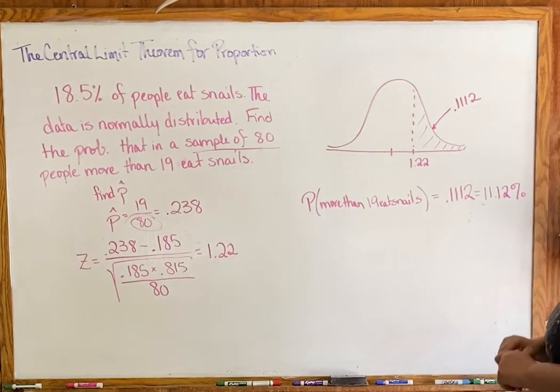So if 80 people are coming to your barbecue and you decided you're gonna make snails, should you plan on everybody eating snails? Because even if it's just 19 people, it's not that high a probability, right? So it's a low probability that people are going to eat snails, right? In my world. Okay, so that's how the central limit theorem works for proportions.